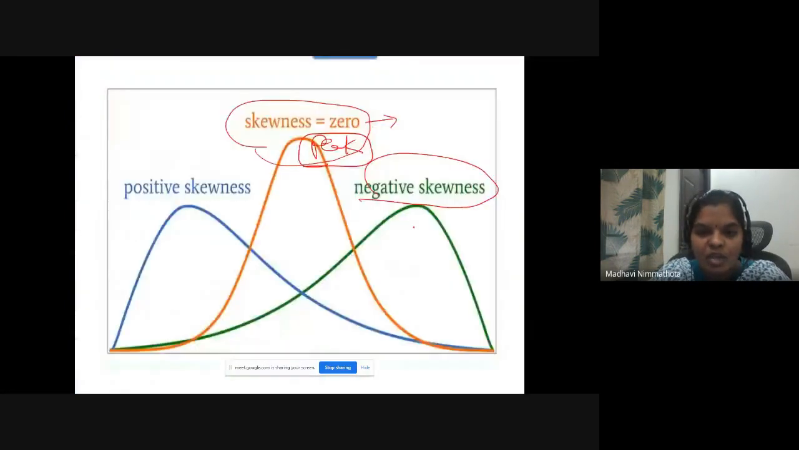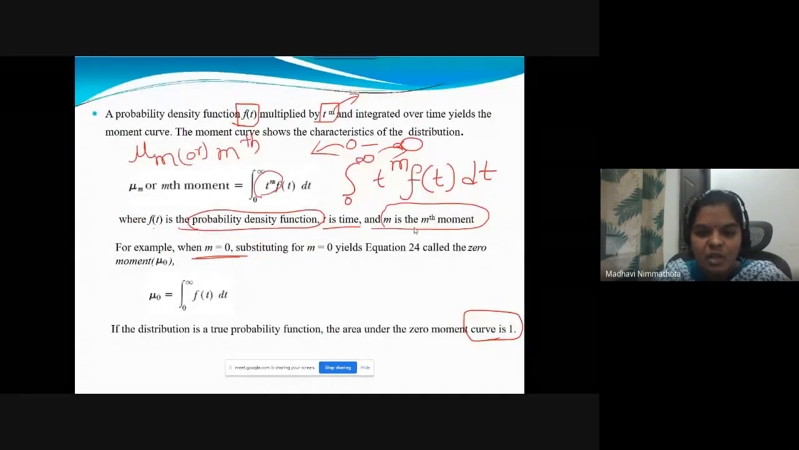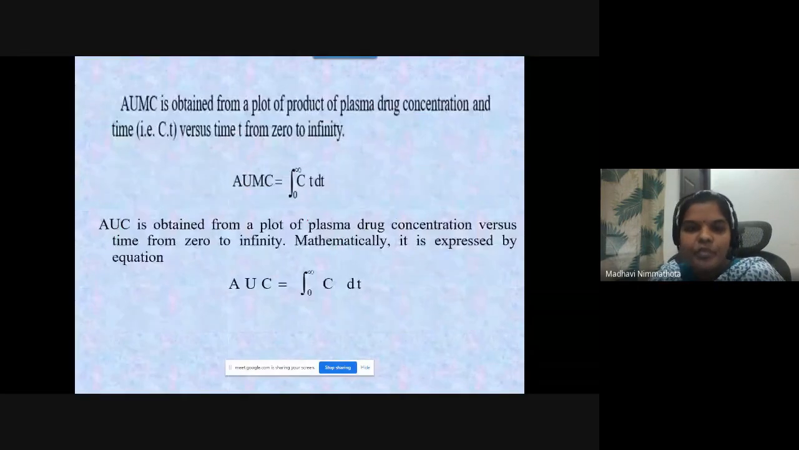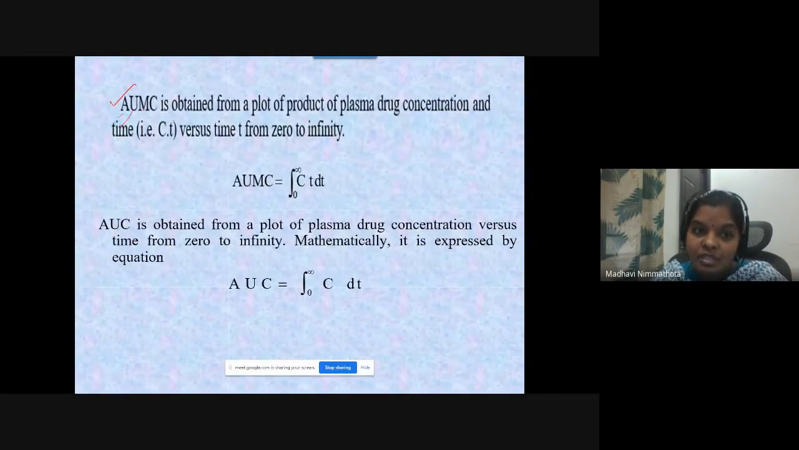When you see these equations, as I showed you previously, you know how the time and the dt and the integration from 0 to t give the moment of the curve. These equations you get from there. And this AUMC, the area under the first moment curve, is obtained from a plot of the product of plasma concentration and time, that is C versus t, from t 0 to infinity. So you can take 0 to infinity time.